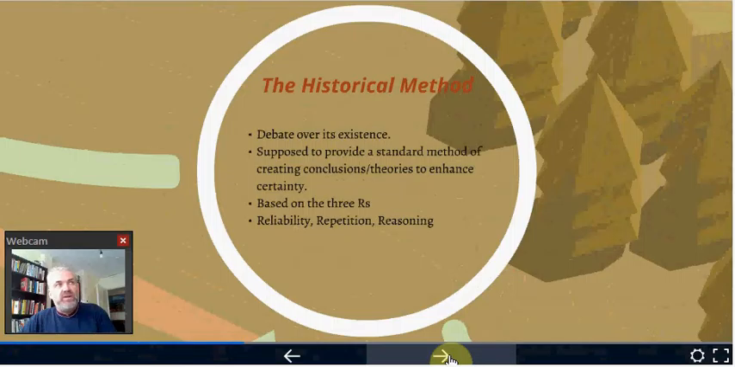Some historians and some non-historians claim that it doesn't really exist, that historians simply research in a variety of ways such that there's no one step-by-step method that you can focus on. And that doesn't necessarily mean that historical conclusions are wrong or uncertain, but it does mean that this method is lacking. Most historians would disagree. Most historians would argue that we do have a method.